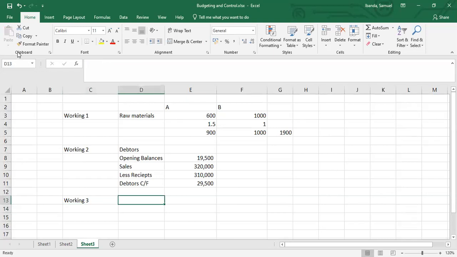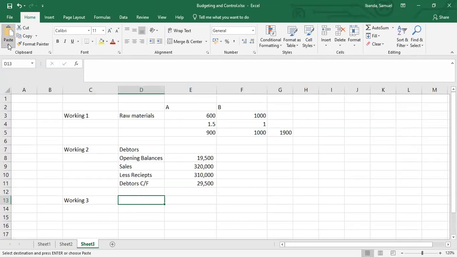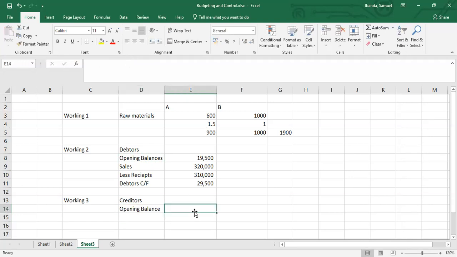working 3. Now, remember the creditors, this is money that you're supposed to pay. For debtors, it was money you receive. So anything that takes away money in terms of paying creditors is recorded right there. So I'm going to have my opening balance for creditors. From the balance sheet, my opening balance is 6,800. This is what I started with at 1st April 2015.